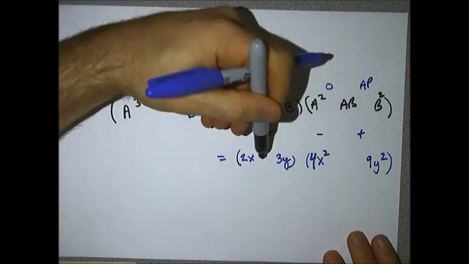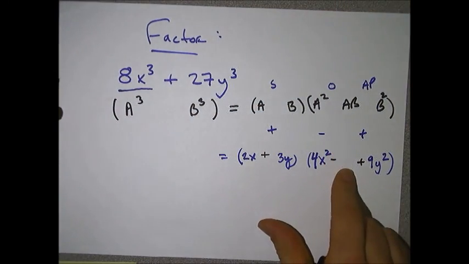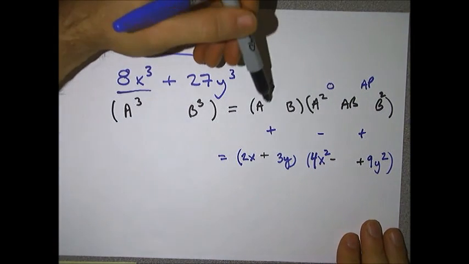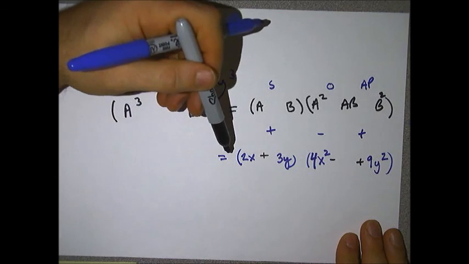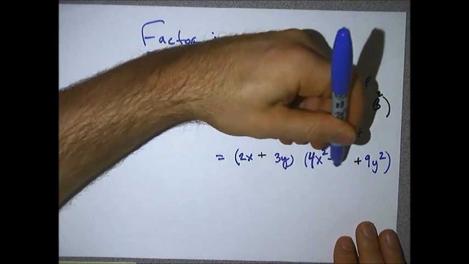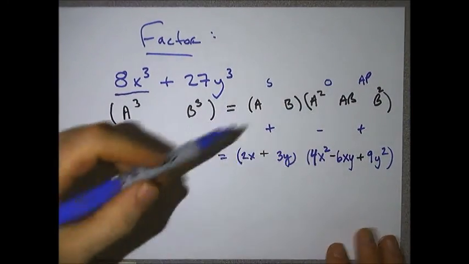My symbols are same, opposite, always positive, and we need to fill in the middle part here. The middle part is a times b. What is my a and my b? So 2x and 3y. 2x and 3y gives me 6xy. Now comparing that problem, that's the answer, you're done.